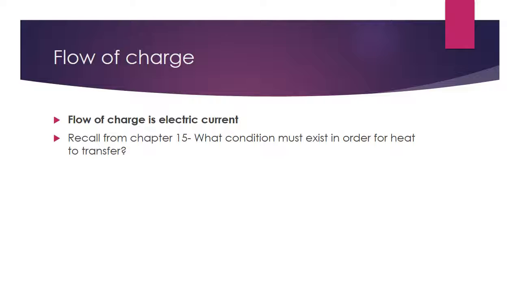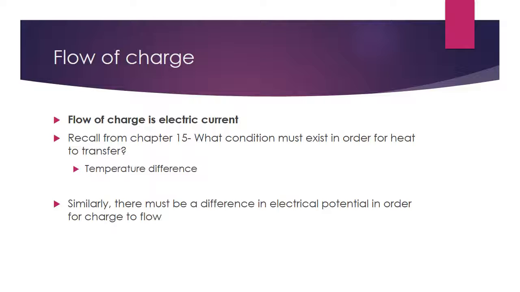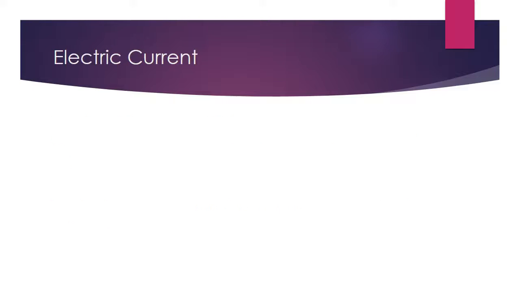Well, to get that idea, let's think back to chapter 15, where we were talking about heat transfer. What has to exist in order for heat to transfer from one object to another? There has to be a difference in temperatures, right? So you have to have an object that is hotter and an object that is cooler, and when they touch, that heat is going to flow from the hot to the cold. Well, the same thing has to happen in order for an electrical current to flow. You have to have a difference in electric potential. So you have to have one end where you have high potential and another where you have low potential, so you can push that charge on through. So you have to have an electric potential difference in order for an electrical current to flow through.